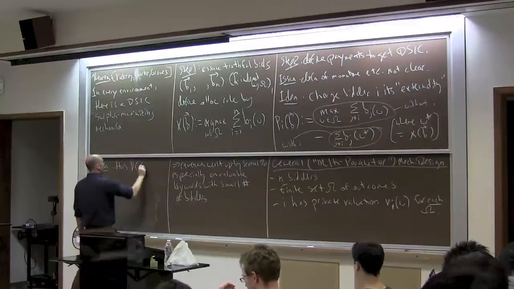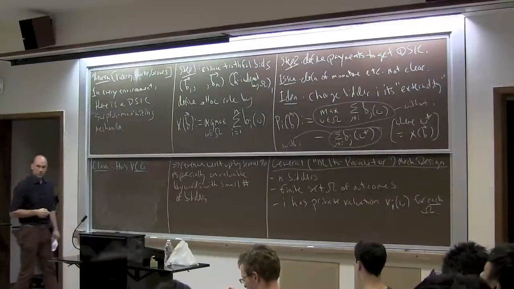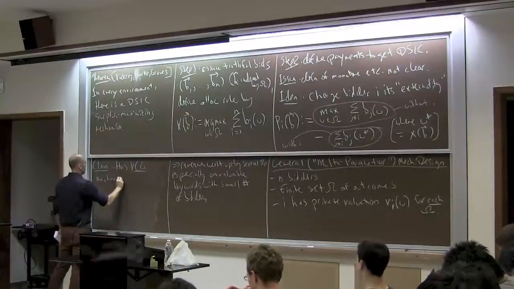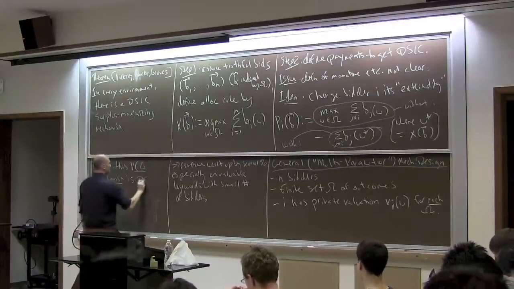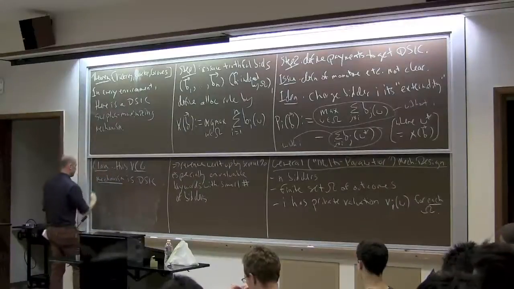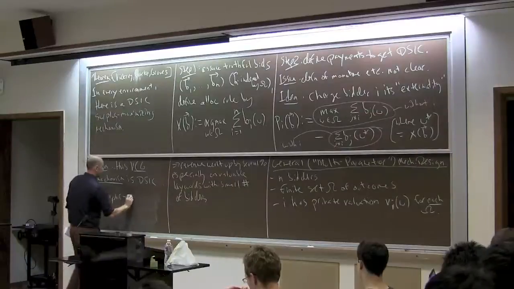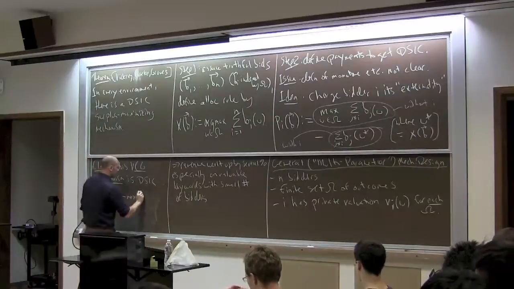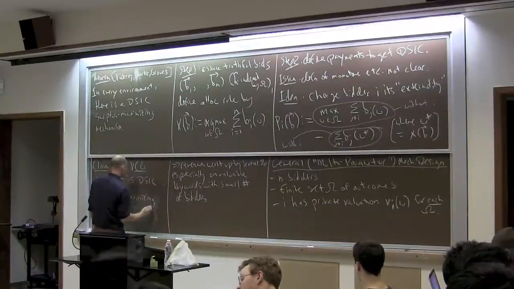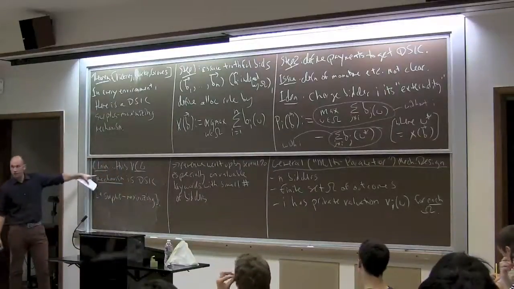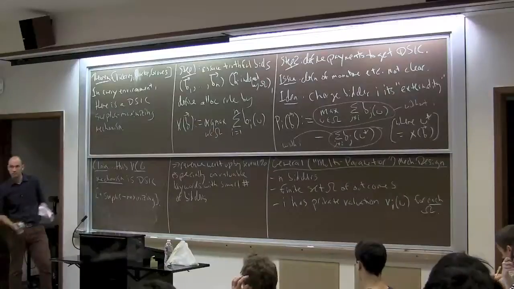So, claim: this mechanism, which is what's known as the VCG mechanism, I claim that it's DSIC. And of course, by definition, it's surplus maximizing, assuming truthful bids. But I owe you this proof, and then we're done with the theorem.